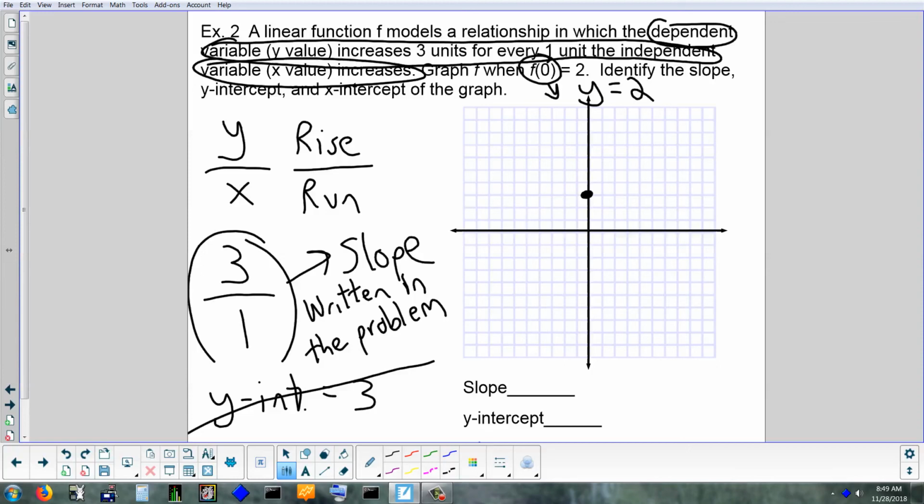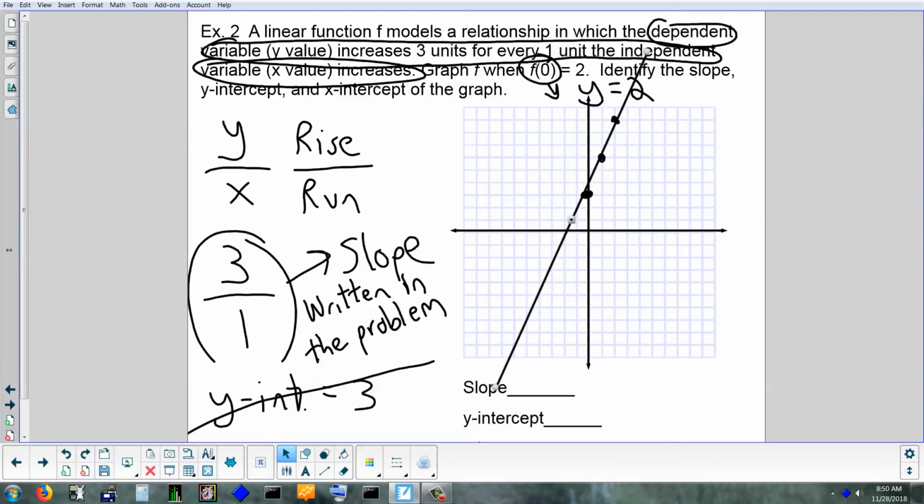Over 1, what direction? Left or right? Right. Good. Up 3, 1, 2, 3, right 1. I can do it again if I want. If you only put 2 dots, that's okay too. 1, 2, 3, over 1. There's my line. Alright, so there's my line right there.